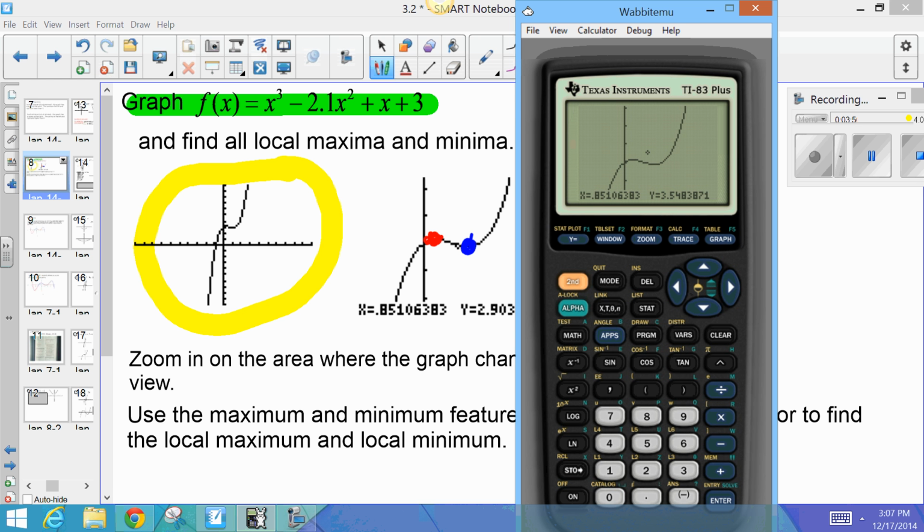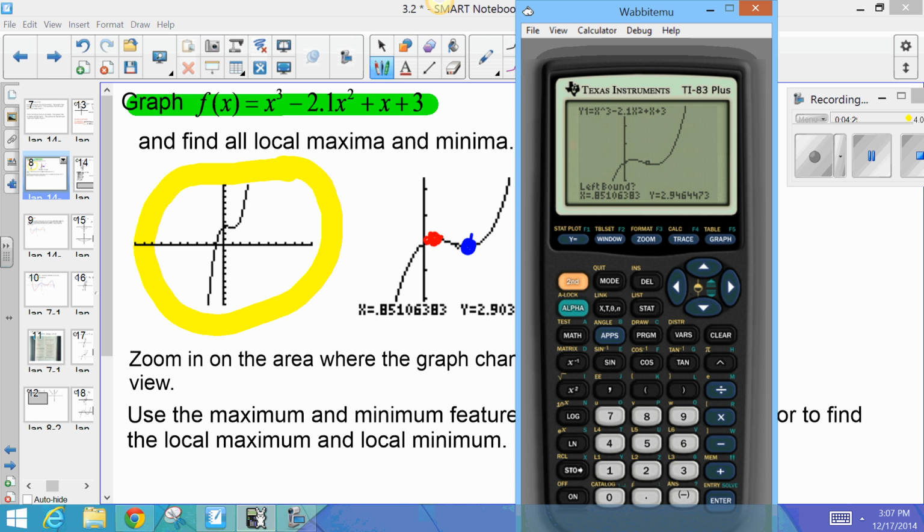All right, so there's a much better view of my graph. Now what I want to do is find the exact coordinates of the red point and the blue point. So I am going to go second, trace, or the calc button. And number 4 on the list, I'm going to start with the red point. That's a maximum. It tells me the maximum, so I'm going to hit 4.